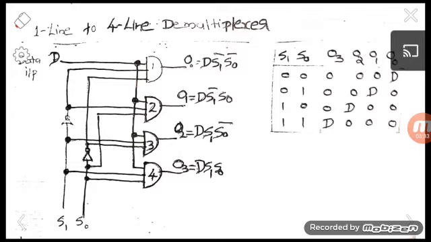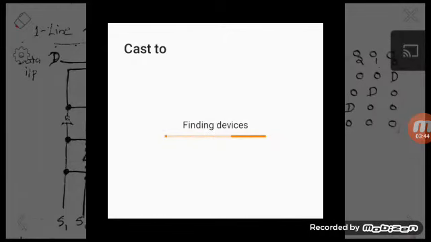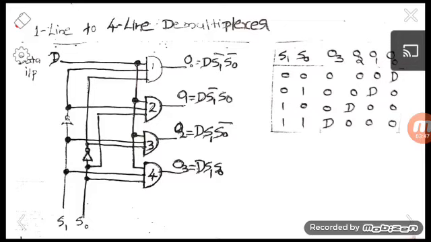For the first case, the output D will be obtained at the O0 output, and for the second case, the output will be obtained at O1. For 1 0, the data input D is directed to O2, and for 1 1, D is directed to O3.